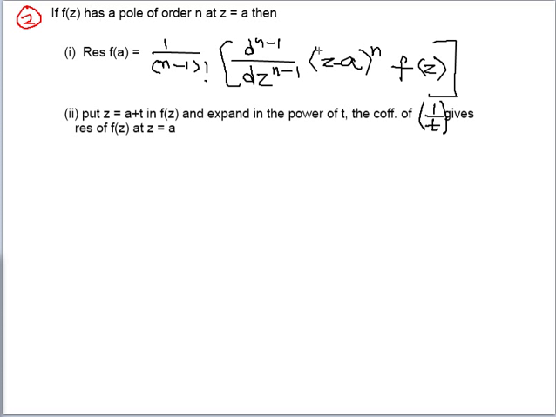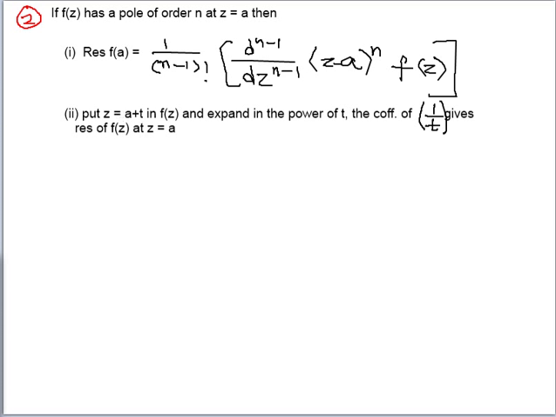The second method is to put z equal to a plus t in f(z). In place of z, we can put a plus t because our pole is a. Then expand f(z) in powers of t, and the coefficient of 1 by t gives the residue at z equal to a. So we can approach one example with both methods. First I will show you how to use this formula with one example.